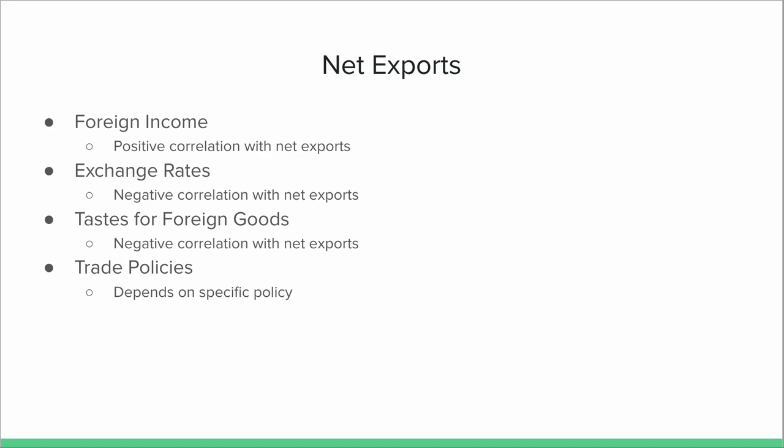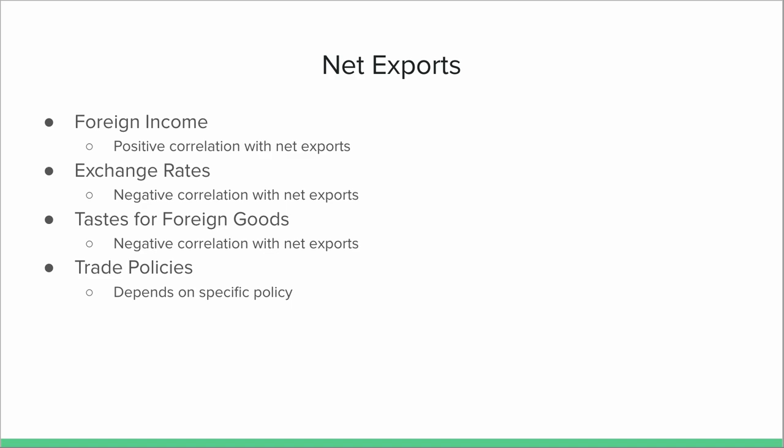Exchange rates do not have a positive correlation. Their correlation with net exports is negative. So, if the price of the dollar or value of the dollar rises, the cost of exports from the U.S., for instance, will be higher for foreign countries if their currency is of less value.